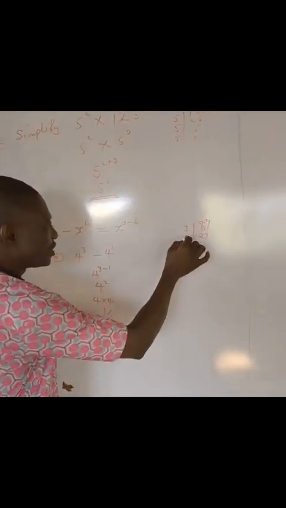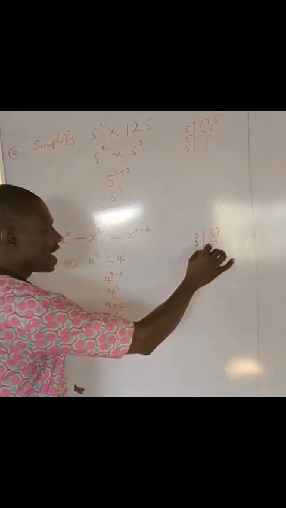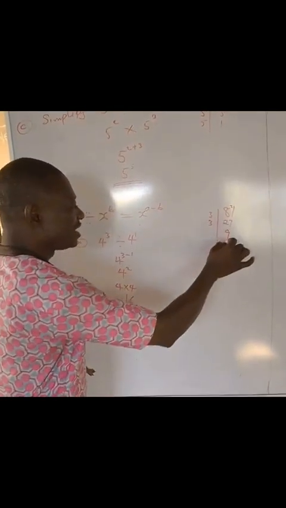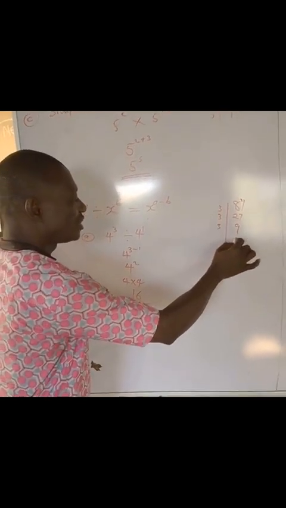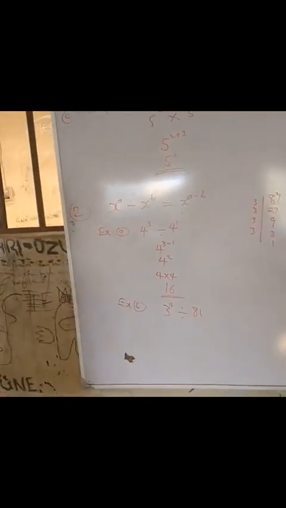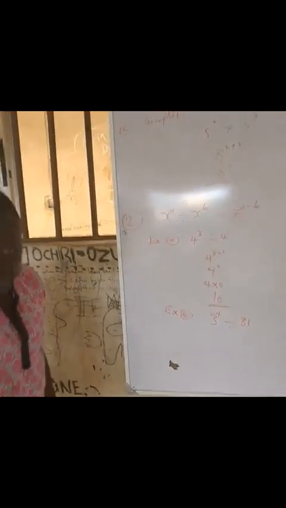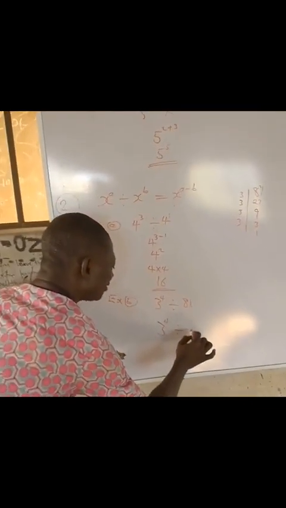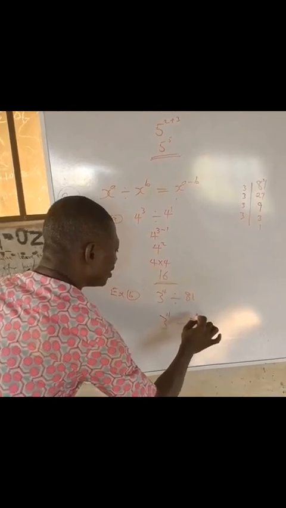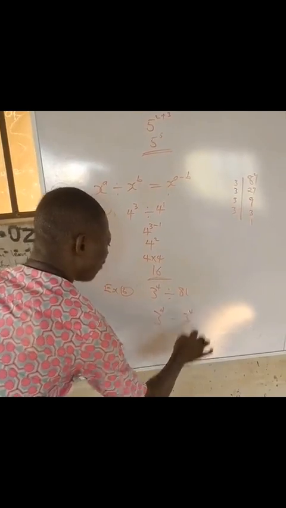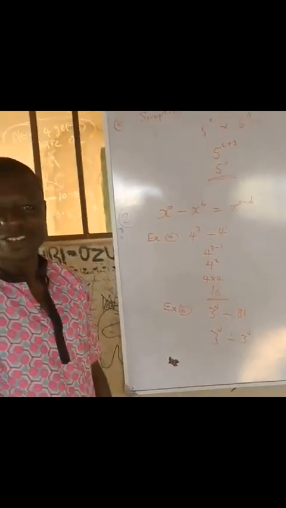We can use 3 again. 3 divide 27 will give you 9. 3 divided 9 will give you 3. And 3 divided 3 will give you 1. And so, the number 81 will be written as 3 raised to power 4. So we have 3 raised to power 4 divided by 3 raised to power 4. And so what are we going to do?